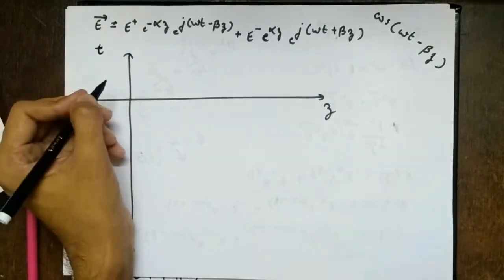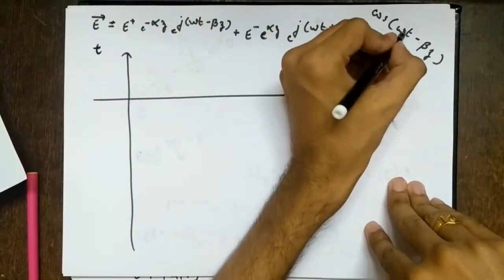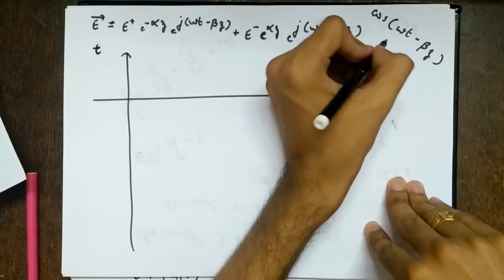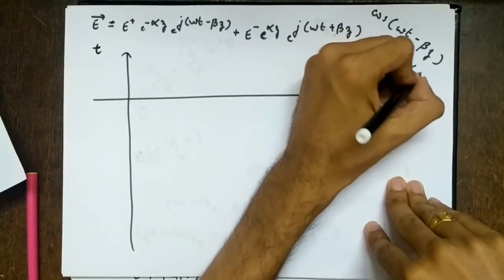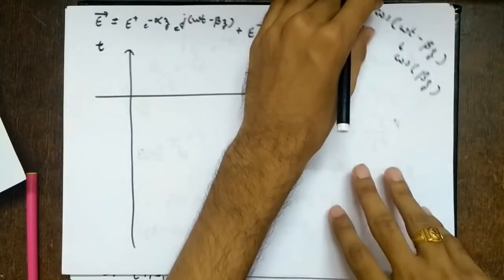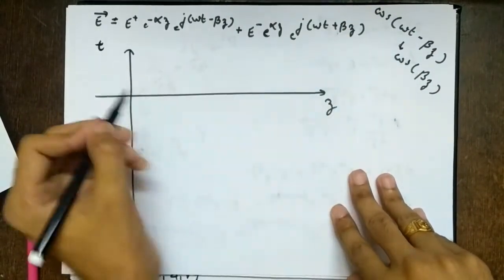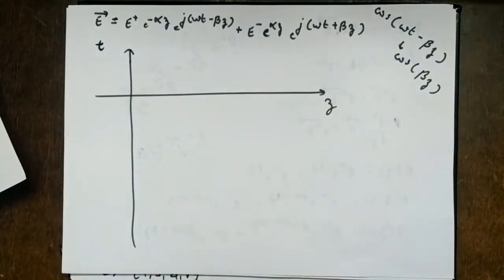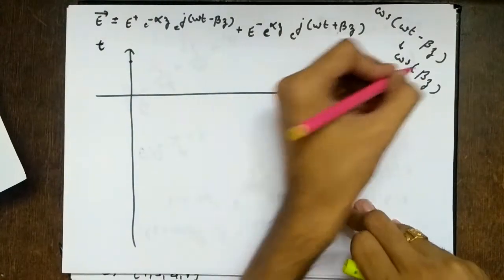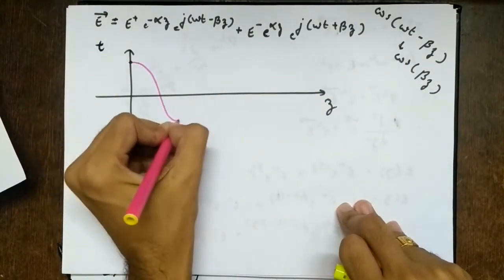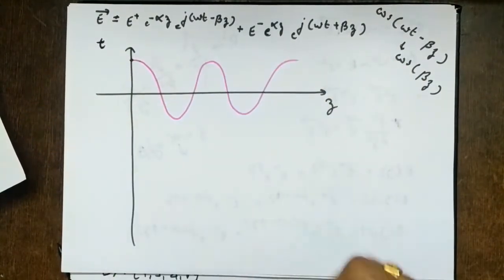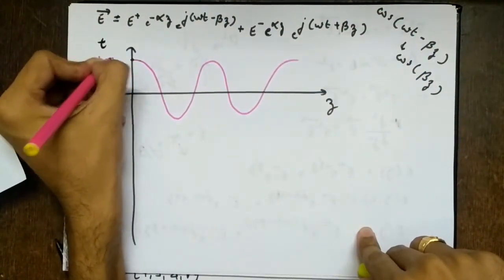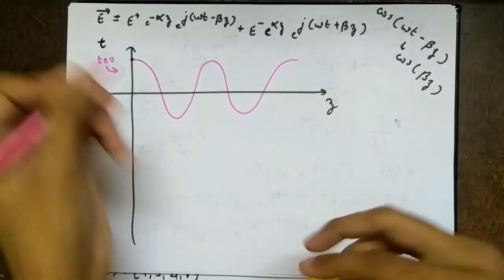So this is my t axis. So substitute t equal to 0. So what do you get? Cos of minus beta z. So we know cos of minus theta is cos theta. So it is nothing but, at t equal to 0, cos of beta z, right? So what will happen at z equal to 0? So this is my z equal to 0, it will be maximum, right? So it is maximum here. Then it is a sinusoidal waveform, right? So it will just go like this, right? So I have assumed that t equal to 0, so this is the waveform for t equal to 0, right?